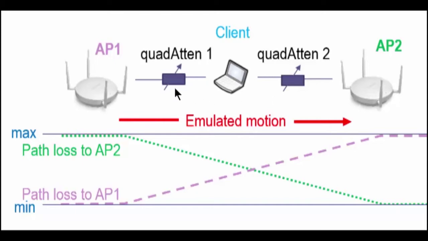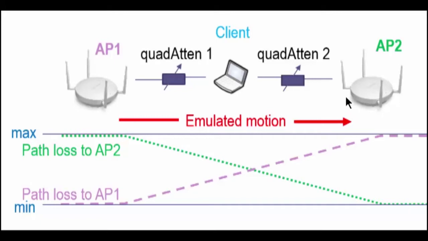Initially, Quad-10-1 is set to a minimum value and Quad-10-2 to a maximum value to encourage the client to associate with access point 1. As Quad-10-1 is increased and Quad-10-2 is simultaneously decreased, the path loss between the client and access point 1 increases, and the data rate of the client to access point 1 link will transition to a lower rate. At the same time, path loss between the client and access point 2 decreases.